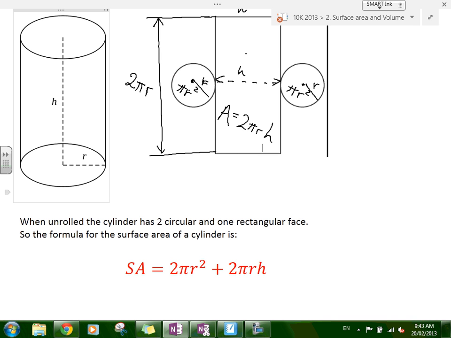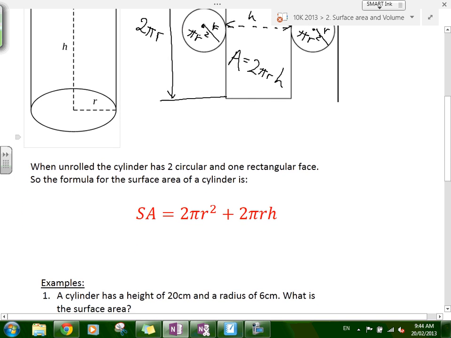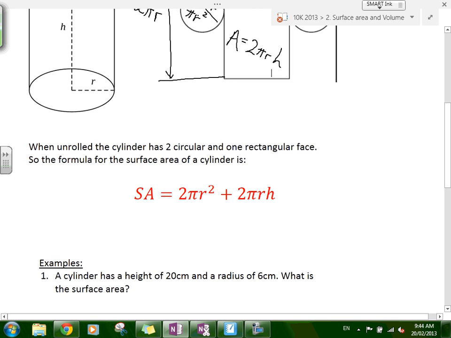Now, one thing we have to keep in mind is sometimes questions will ask you, what if one circle is missing, like it's an open can? Then the surface area, obviously, you have one less circle, so you have to take that into account. Or it might be an open tube, so you only have to work out the curved surface rather than the circles. Make sure you answer the question, taking into account which parts you're adding together and which parts you're not. Okay, so 2 pi r squared plus 2 pi r h.